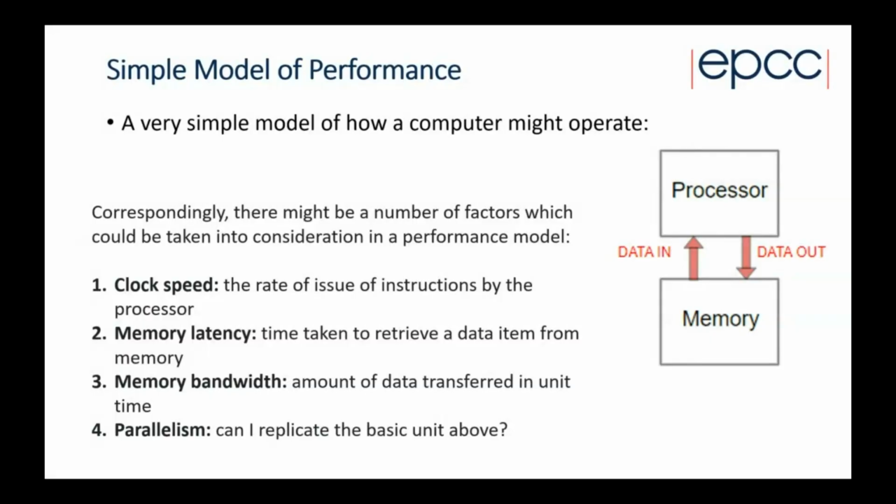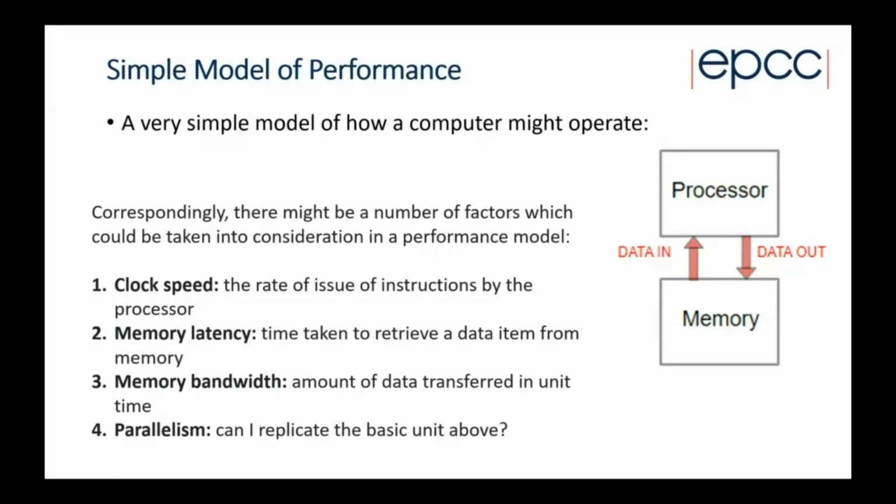There might be a number of factors which could be taken into consideration in a performance model. So four items we're going to discuss, and we'll go into more detail, are the clock speed, the rate at which we issue instructions by the processor to do our calculation, the rate at which they can happen; the memory latency, the time taken to retrieve data from memory. So that's the time to get the first bit of data. The bandwidth, the amount of data transferred in a unit of time. So that's kind of the size of the pipe. How much data can I get per second or per unit time?